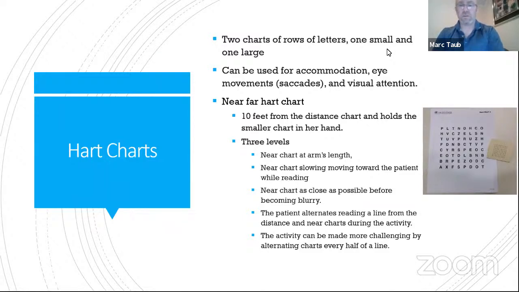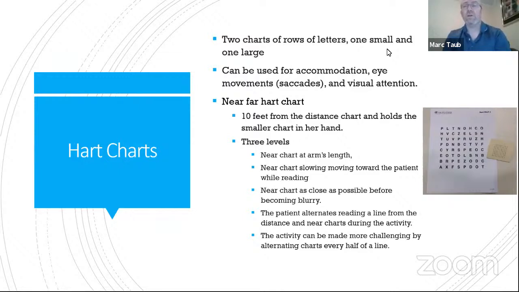So the first component of near-far Hart chart is the chart at arm's length. They can read a full line at distance and a full line at near, and so forth. They can read half a line at distance and near. The next activity is to do this with the near chart slowly coming up as they're reading. Then they read a distance line, and the chart is brought back out to arm's length, and as they're reading, they slowly bring it back up again.